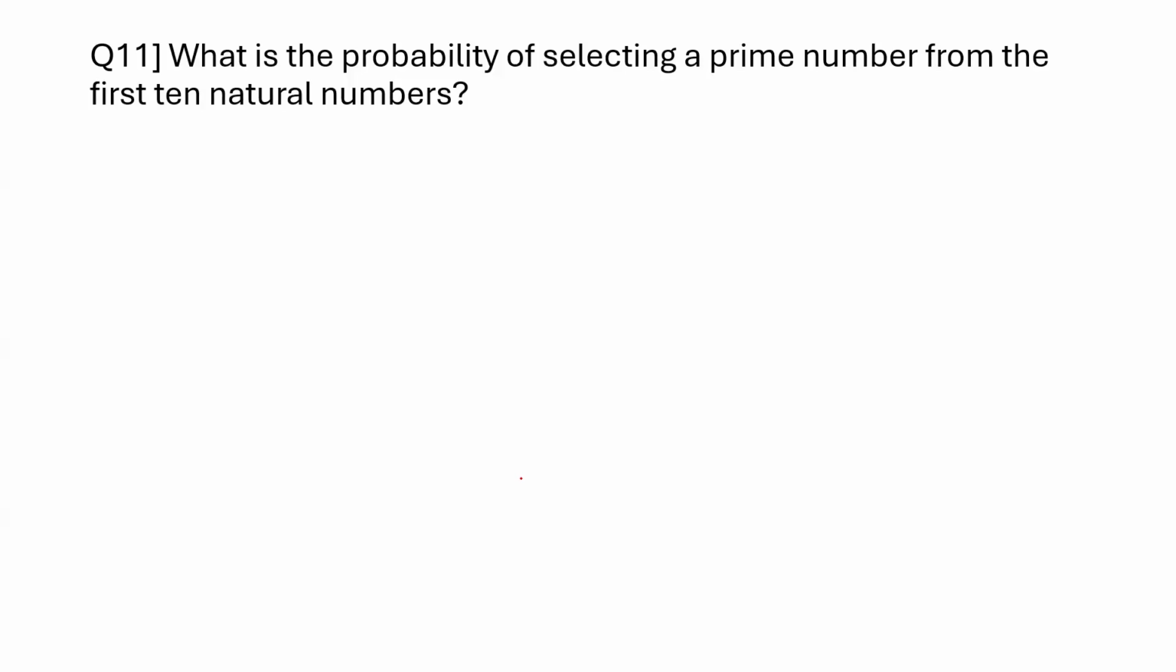Next, what is the probability of selecting a prime number from the first 10 natural numbers? I hope you all are familiar with prime numbers. Prime numbers are the ones which divide only by 1 and themselves. Some examples are 2, 3, 5, 7. These are the prime numbers out of 10.